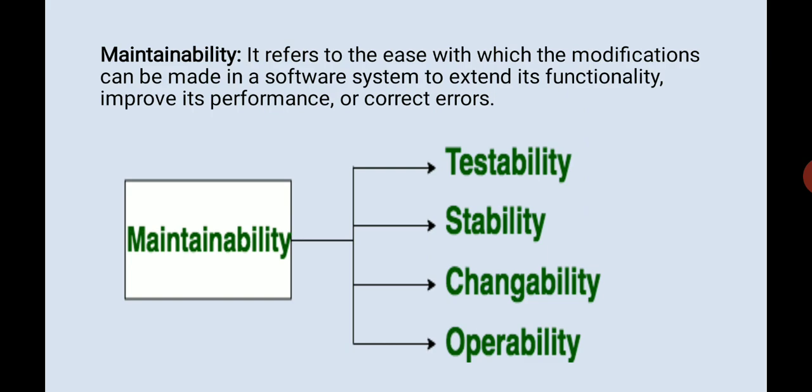Maintainability is divided again into four parts: testability, stability, changeability, and operability. See, anything which has to be maintainable has to be easily testable, right? If I have a very difficult mechanism to test my bugs, then there's no point. I would take an entire month testing it and finding what exactly went wrong with it. Then there's no point, right? So the testability has to be really good.